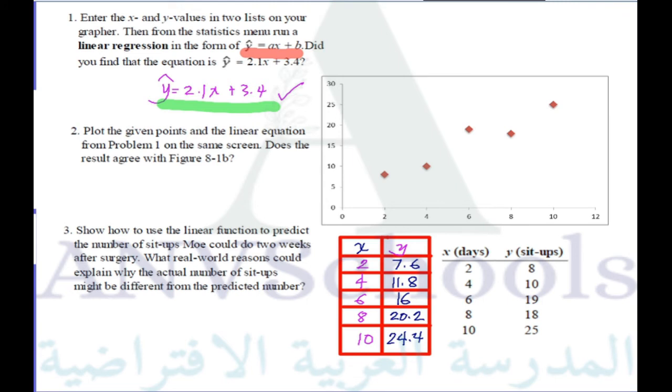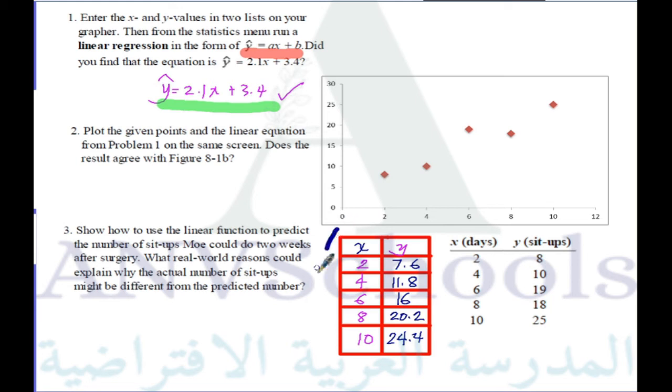so let's compare them side by side, okay? So we have 2, 7.6, and here 2, 8. So almost close. Well, for 11.8, a little bit off, but still close. We have 6, 16. This is 3 units away from this. And then for 8, it's 20.2, 10, 24.4, using this equation of the regression line. Okay, so let us plot all of these points for the one given in here with this.